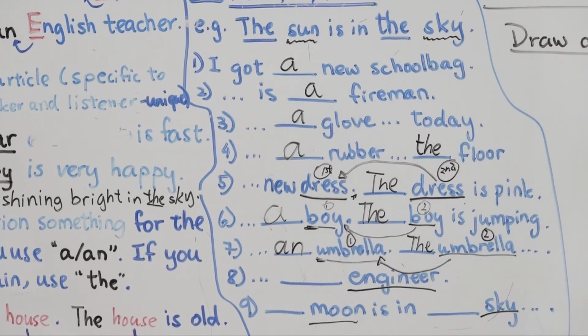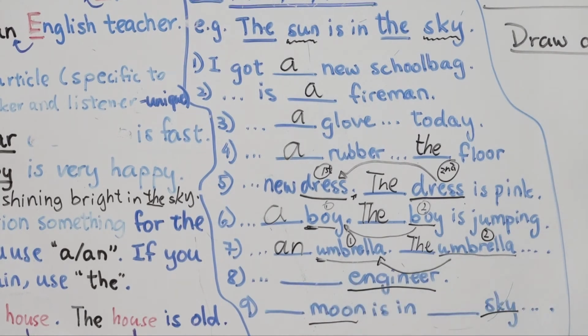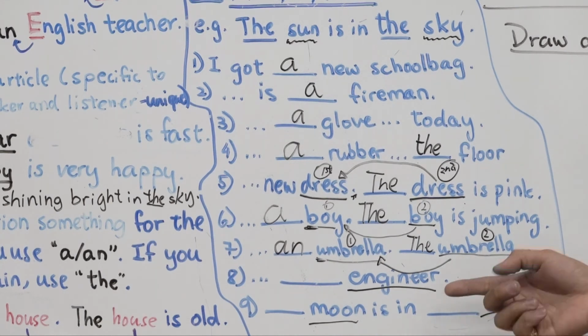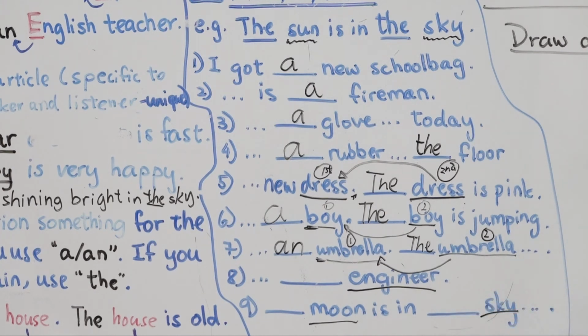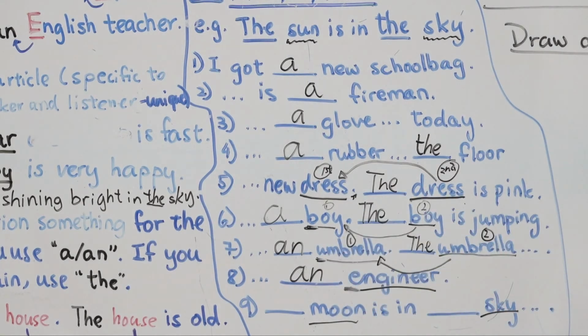Good. Now let's go to question number 8. I want to be blank engineer. Now, engineer is a type of job, but we have so many engineers in the world. So, it is not specific, and it is not unique. And we've not mentioned it before. So, this is the first time we're talking about it. So, we can use a or an. But in this case, should we use a or an? Let's take a look at how we spell engineer. It starts with the letter E, and the letter E is a vowel. So we have to write an. I want to be an engineer.